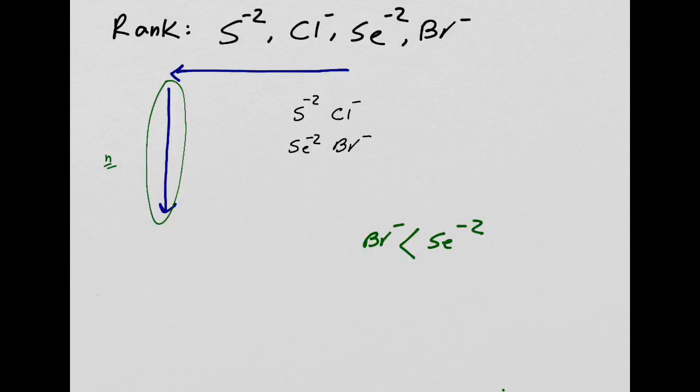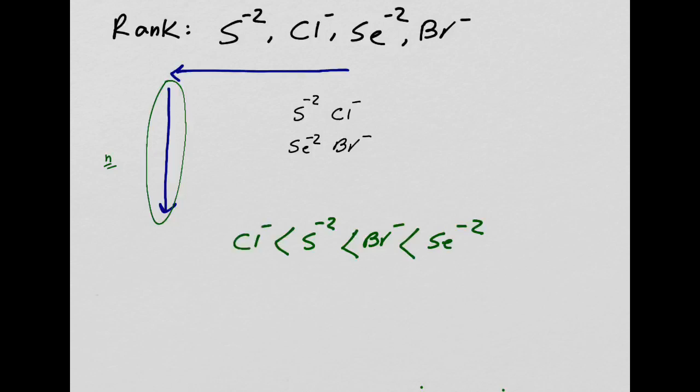Then I'm going to go to the next row. Now these two are going to be the next one. They're in the same row and they have charges. If that's the case, the more negative you are, the bigger you are. So then it's going to be S minus 2. And the last one is going to be Cl minus.